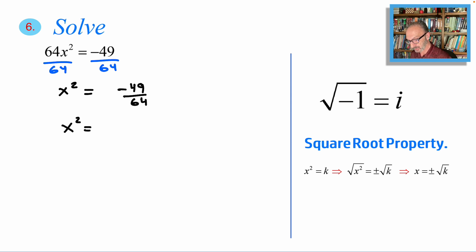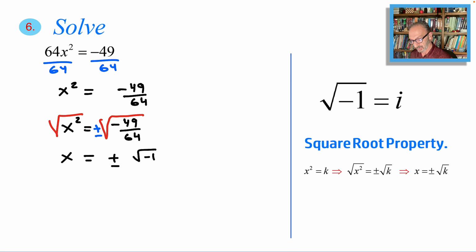Applying the square root to both sides, we'll have the following. We have the square root to cancel the square, and we have the square root right here. One more time, make sure that you add the plus minus. Left hand side is x by itself, right hand side is plus minus square root of negative 1, square root of 49 over square root of 64.